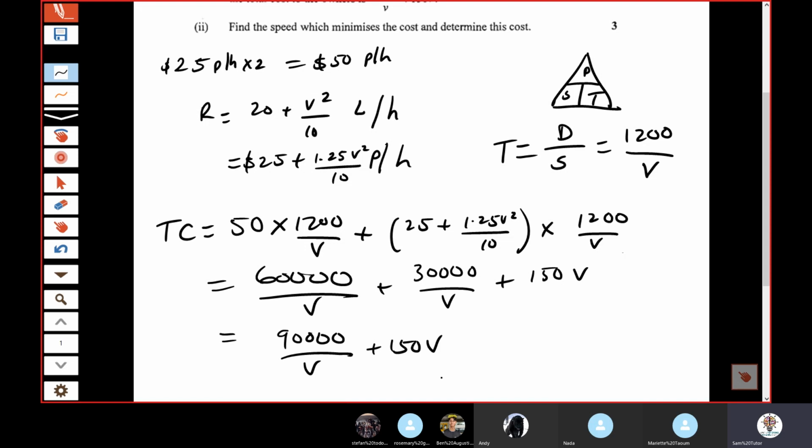That wasn't too bad. It's just the beginning. You saw how slowly I did it. I said, okay, $25 per hour, there's two of them, $50 per hour. Done. Then I said R is 20 liters per hour, changed that to the cost per hour. I worked out how many hours, which is 1200 on V. Done.